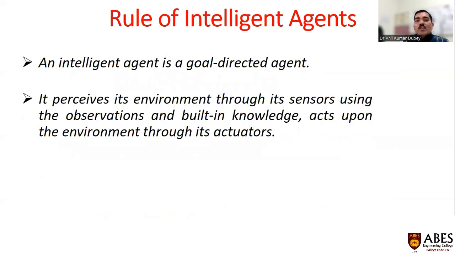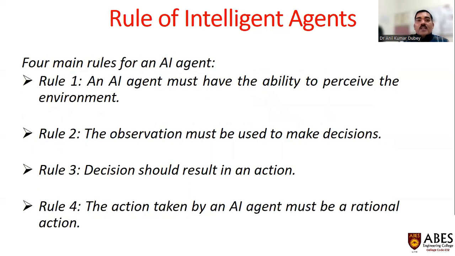Now we focus on the rules of intelligent agents. An intelligent agent is a goal-directed agent; they are targeting their goal. It perceives its environment through its sensors, using observation and built-in knowledge, and acts upon the environment through its actuators. Now we discuss the main rules of AI agents.